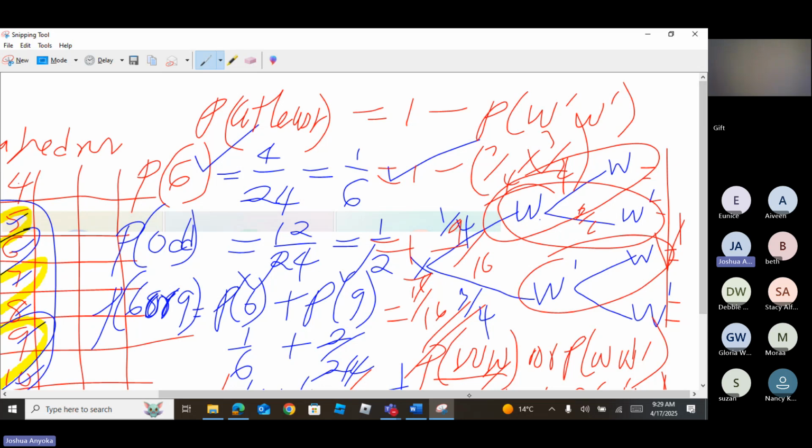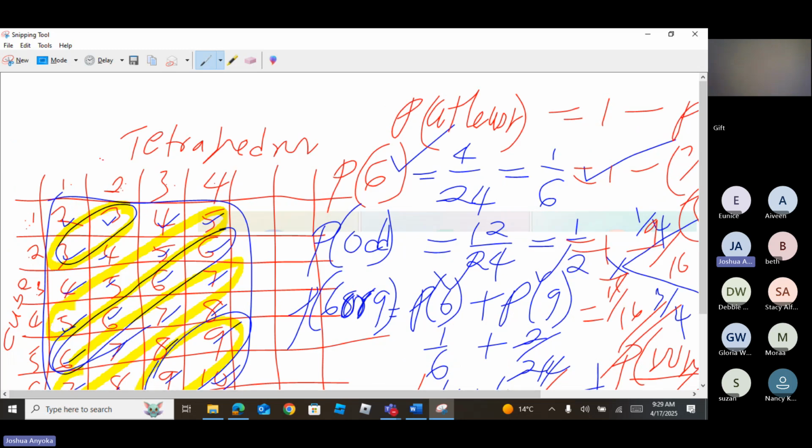So when we have a set of numbers, this is a set of numbers 1 to 4. This is also a set of numbers 1 to 6. We need a table for us to find the probability space.